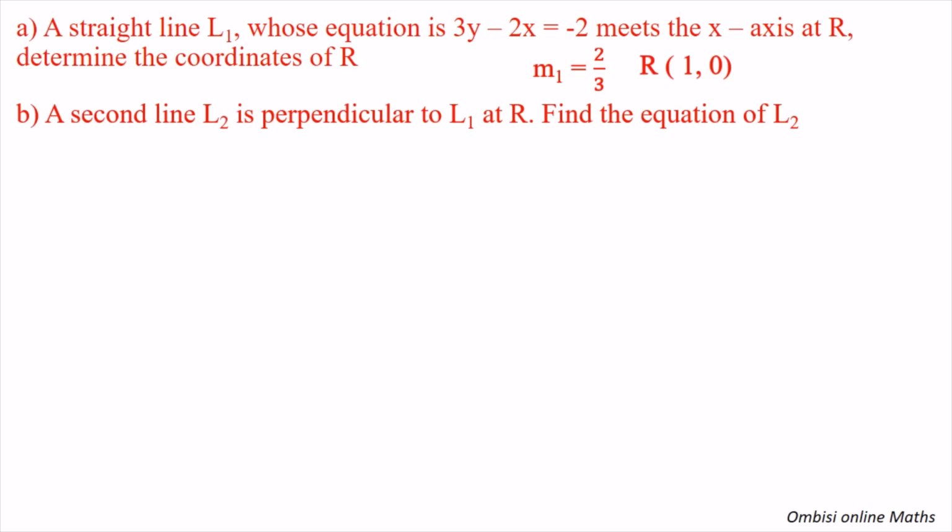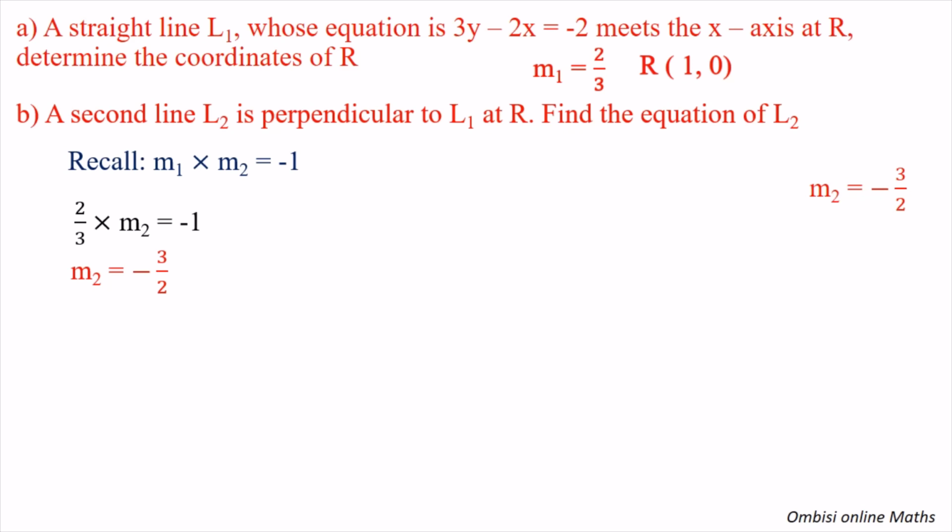Now, testing the knowledge on perpendicular lines, you know that if two lines are perpendicular, then the gradient of the first line multiplied by the gradient of the second line must give us -1. So we should recall that m1 multiplied by m2 equals -1, where m is the gradient. So divide both sides by 2 over 3, and you find that m2 is -3 over 2. So the gradient of line 2 is -3 over 2. We'll place this gradient aside to be used later.